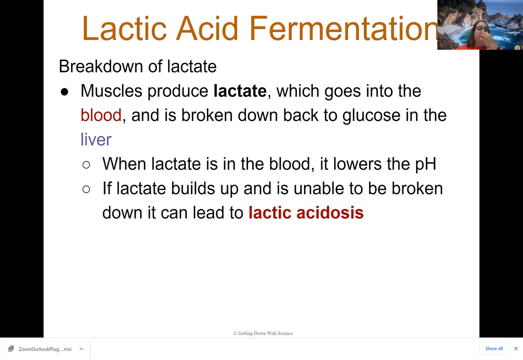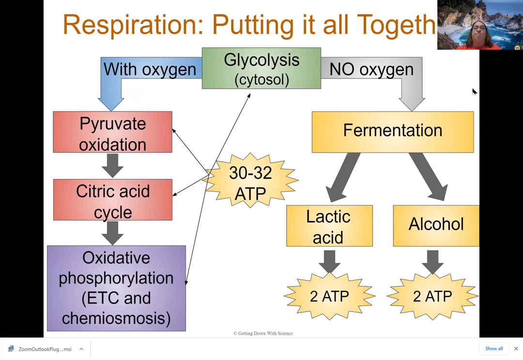So if it builds up and it cannot be broken down properly, we end up with what we call lactic acidosis. It's going to make the pH of our blood too acidic and ultimately can make you very sick, or lead to death.